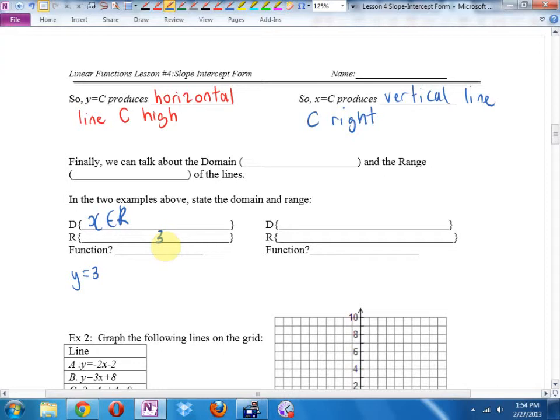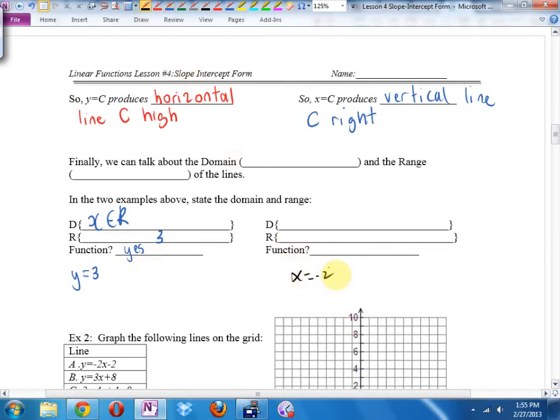Did this pass the vertical line test? Was this a function? Marcus is nodding. He is nodding correctly. What about the other one, which was x equals negative 2? Is that right?